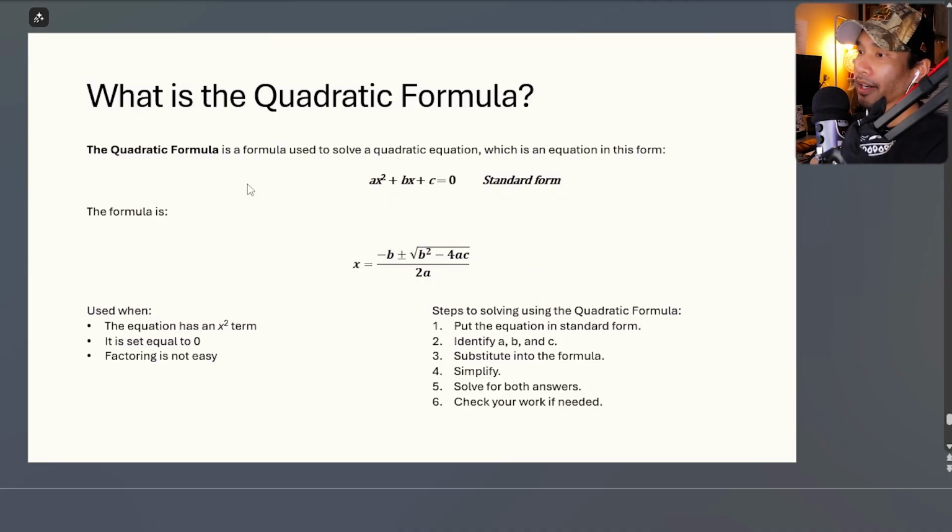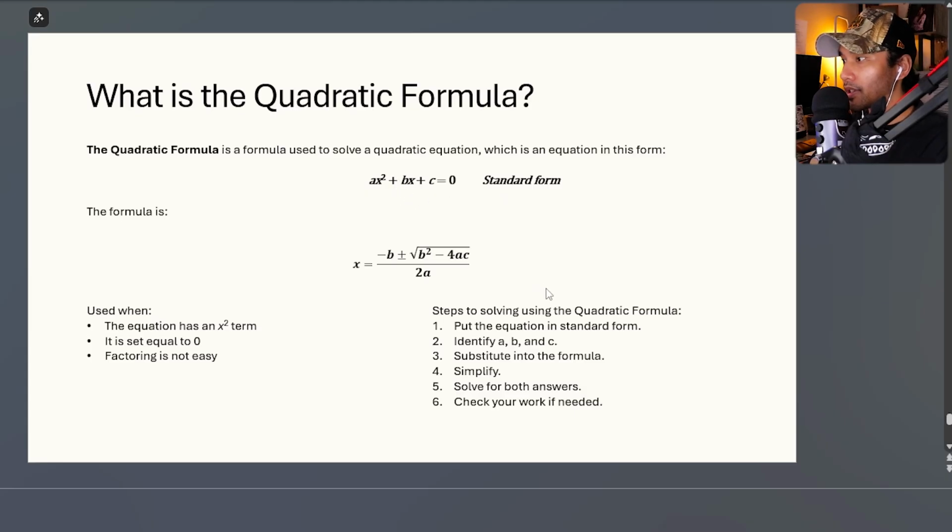So, the quadratic formula is used when the equation has an x squared term, right here. These a, b, and c are coefficients. It is set equal to 0, just like I mentioned in the beginning. We are solving the quadratic equation now. And factoring is not easy. If you remember what factoring is, we would get the c, and we would multiply two numbers to get c, and those two numbers combined will equal b.